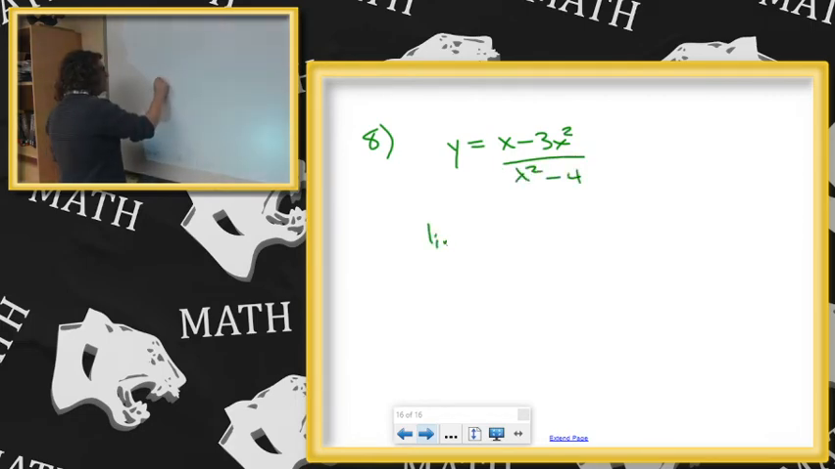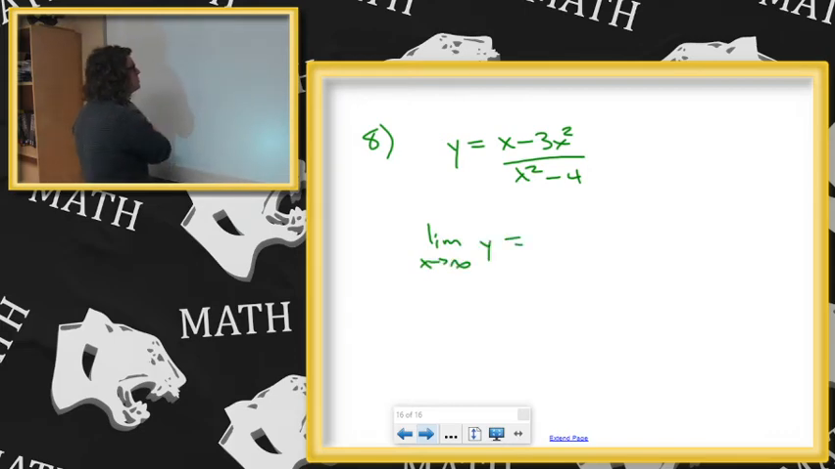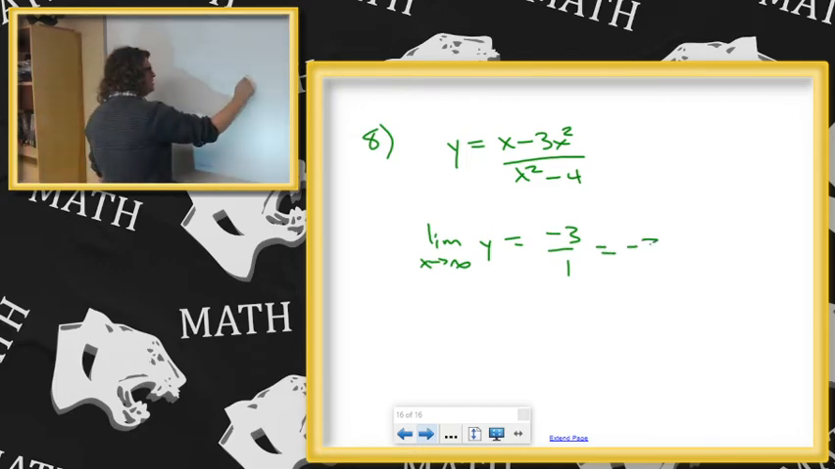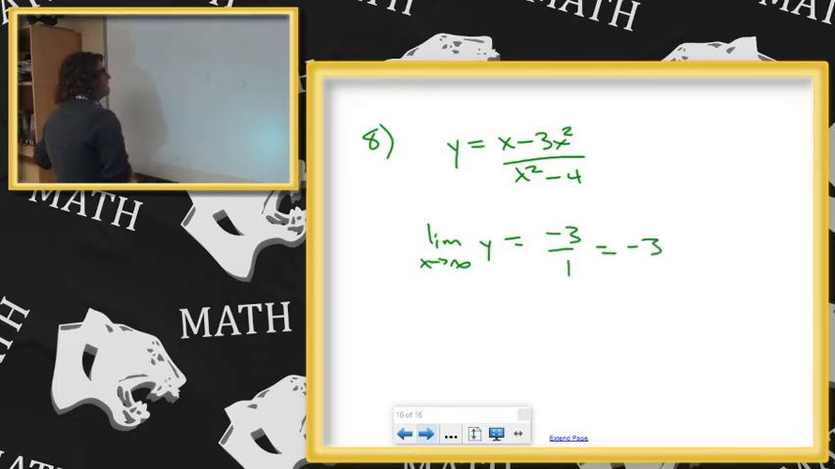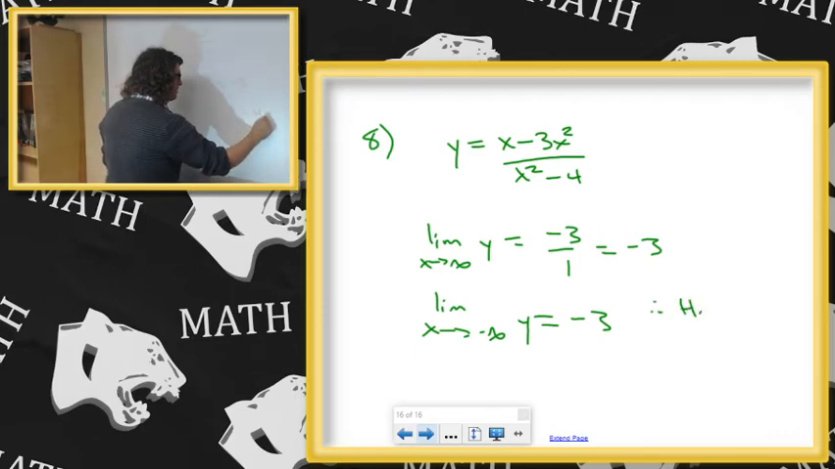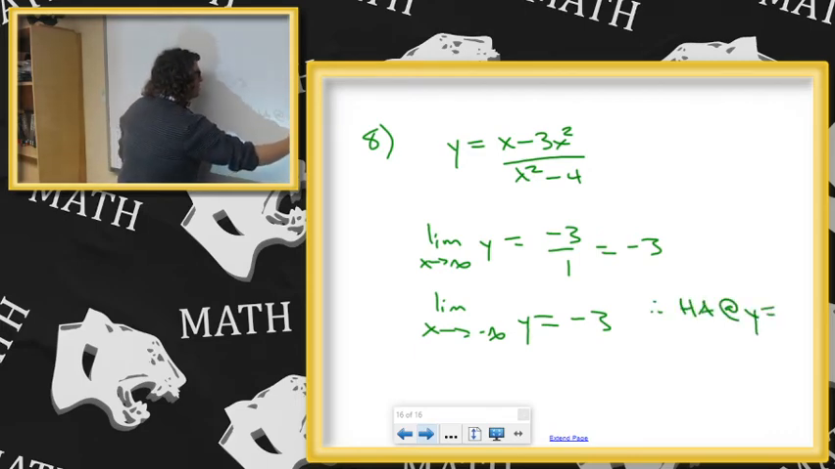All right, so the limit as x approaches infinity of y is the ratio of the highest power coefficients. In this case, it's -3 over 1, because it's the same power top and bottom. We could do it with the negatives too, if you really wanted to be clear that this doesn't give a different one. It's squared, so it doesn't matter. Therefore, there is a horizontal asymptote at y is equal to -3.